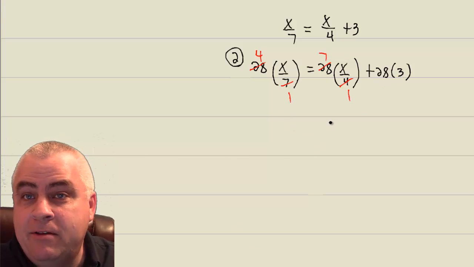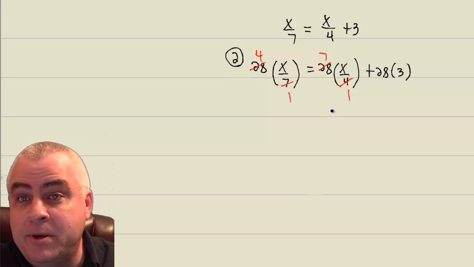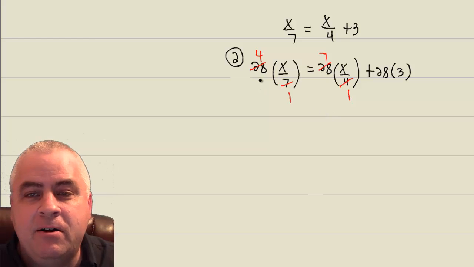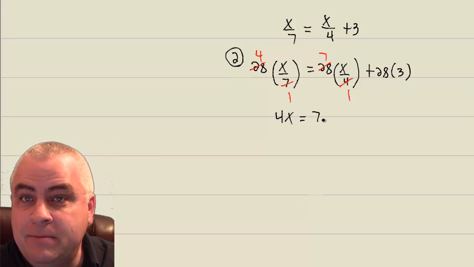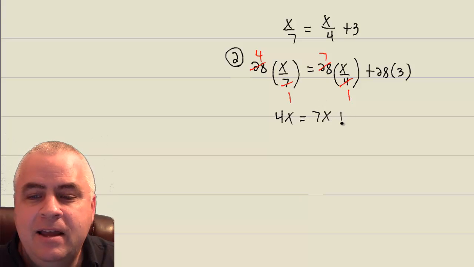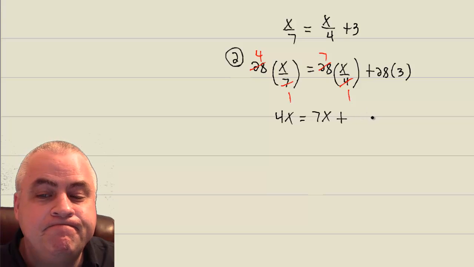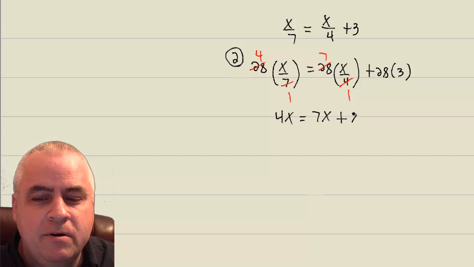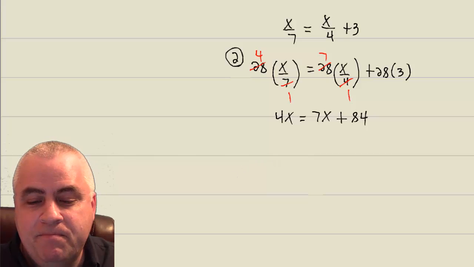If you multiply it by the right LCM, or at least a common multiple, at this point all of your denominators should be gone. They should all be 1s, which they are in this problem. So we're left with 4 times x, or 4x, is equal to 7 times x, or 7x. And then 28 times 3 is 84. Let me double check that. Okay.